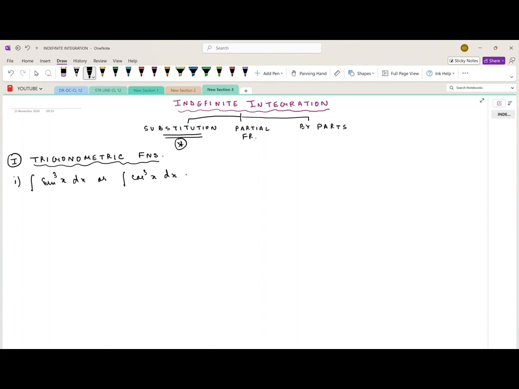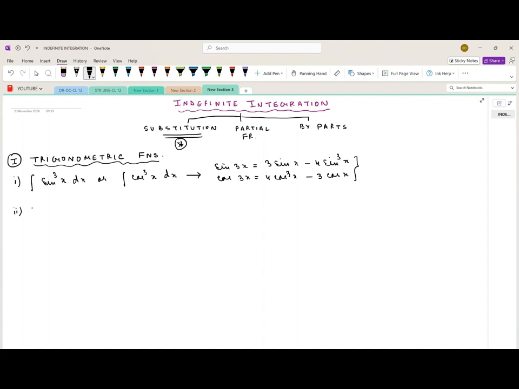In this case, use the formula sine 3x equal to 3 sine x minus 4 sine cube x, or cos 3x equal to 4 cos cube x minus 3 cos x. Use these two formulas to transform the integral from cube to multiple angle form, and then you can easily do the integration.